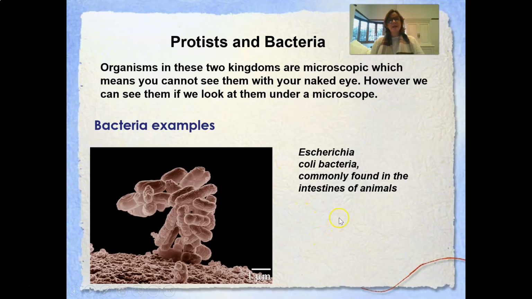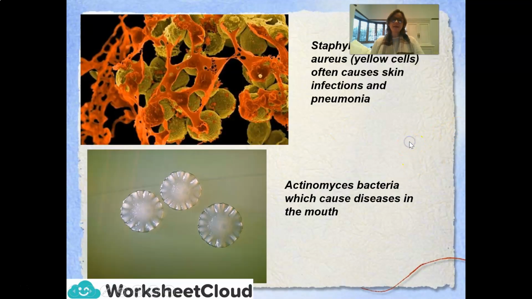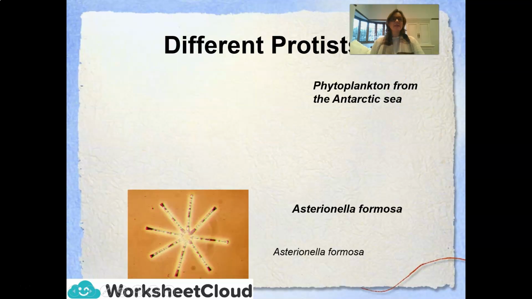Our protists and bacteria, in these 2 kingdoms, we know they are microscopic, which means we cannot see them with the naked eye. However, we can see them if we look for them under a microscope. Here we have examples of bacteria. This is Escherichia coli bacteria, commonly found in the intestines of animals. Obviously, that is seen under a microscope. Here we have Staphylococcus.